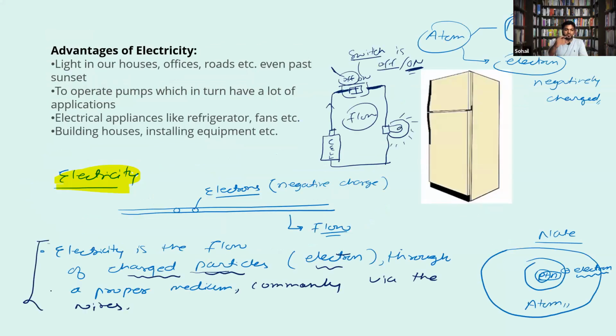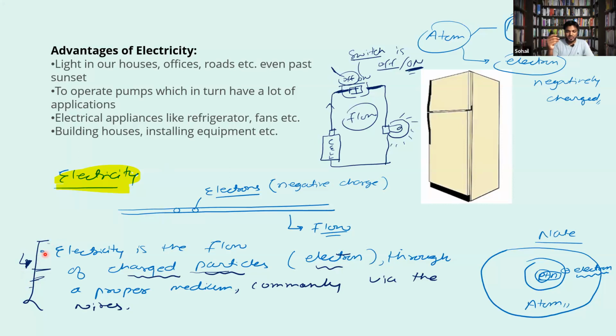Read this definition. Read it aloud. The last paragraph, which I have written over here. Electricity is the flow of charged particles, electrons, through a proper medium, commonly via the wires.